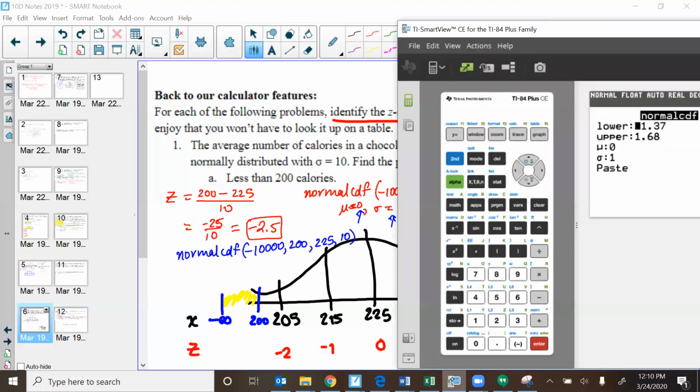Okay, it doesn't want to get any smaller. So the lower, I'm already on normal CDF, so the lower is -10,000. Oh, I didn't go negative. Negative 10,000, 100,000, million, whatever. And the upper is going to be -2.5. So this is the way that I can use the z-scores.